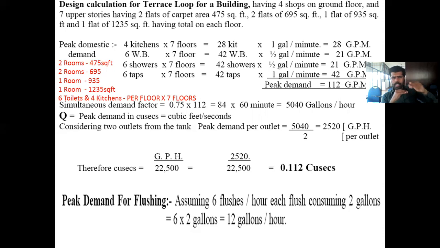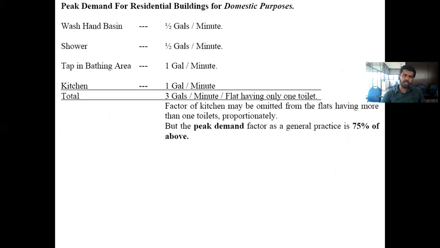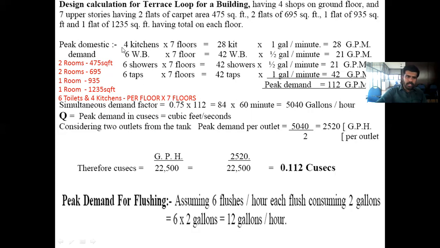So this will be the same for all the other floors. In a single floor, it will have this many rooms or flats. So it's a 7-story building only. Now, as we have seen before, the peak domestic demand. This is also a given value only.